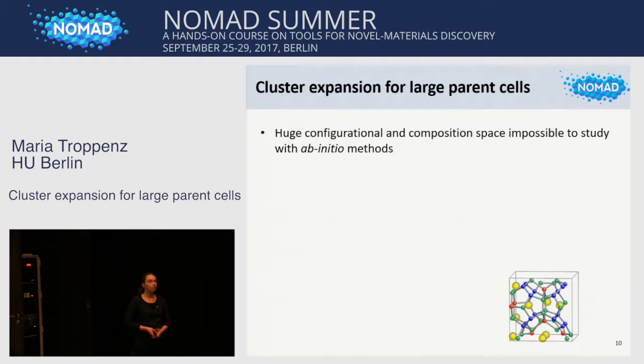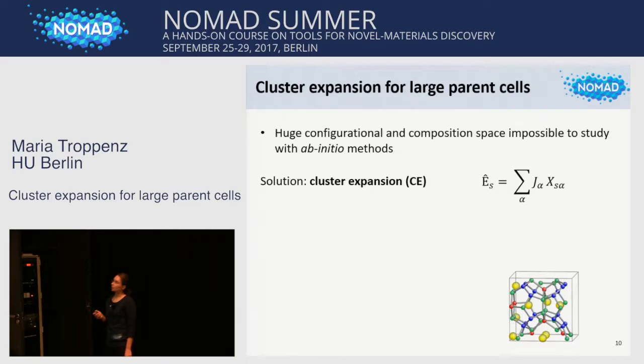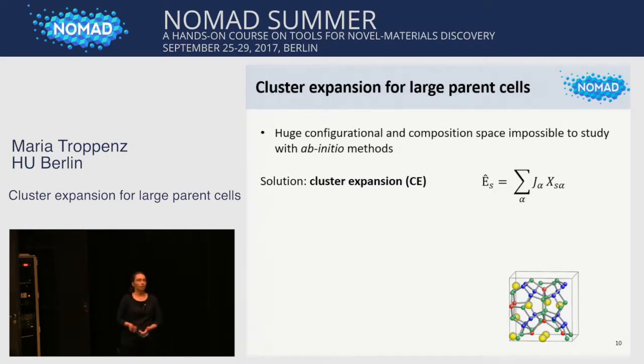So this huge configuration and composition space we cannot study by simply using ab initio methods, and high throughput calculations don't work either. So our solution is that we use the cluster expansion technique to compute efficiently the energy of each configuration. The cluster expansion technique, as it was already explained in the previous talk, parameterizes the energy in terms of clusters, which are structural patterns. With this technique, once we have the model, we are able to predict the energy for an arbitrary configuration.